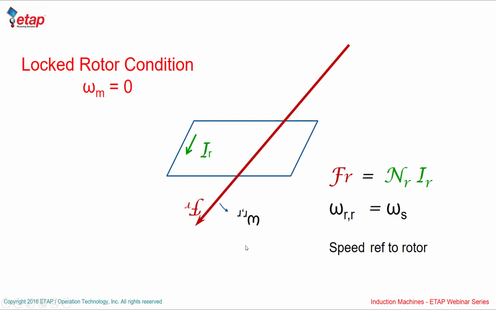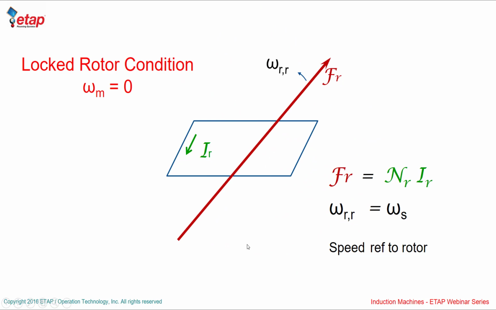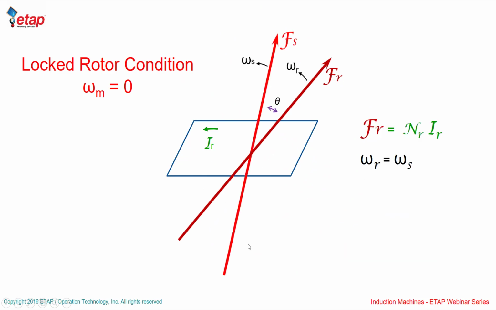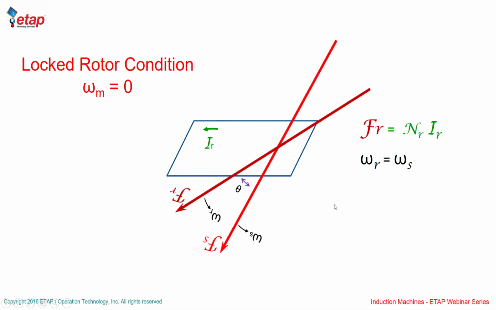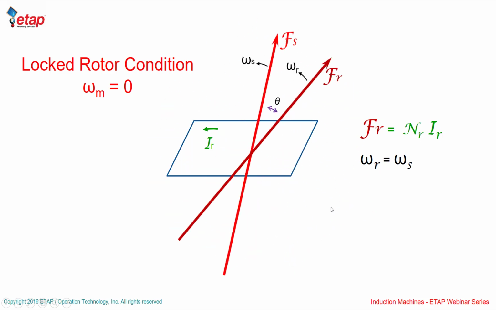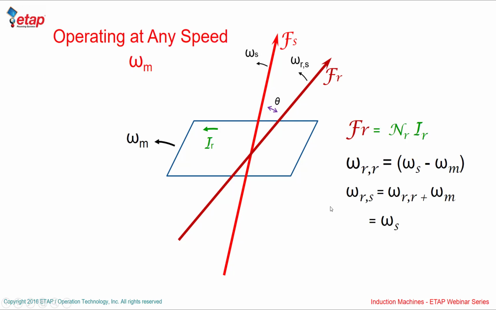And what happens? We have two MMFs, one at the speed of omega s from the stator and one at the speed of omega r from the rotor, which is the same as omega s, since omega m is 0. This is a stationary winding. So when you rotate two magnetic fields, what happens? You generate torque.